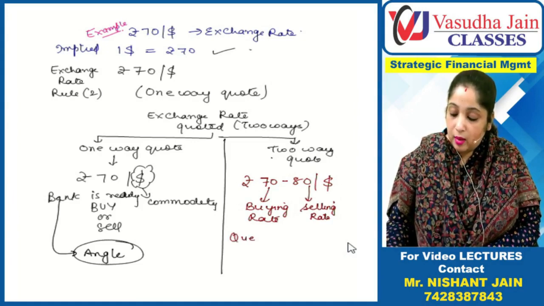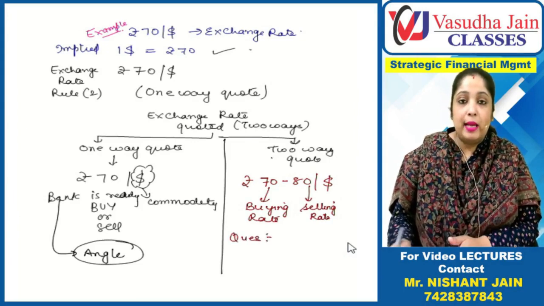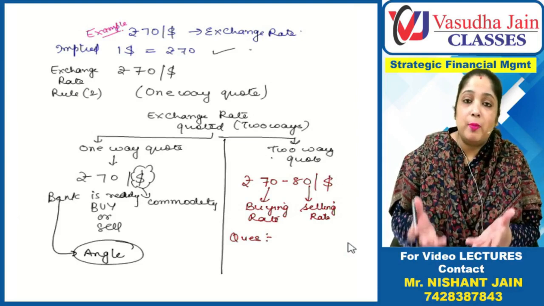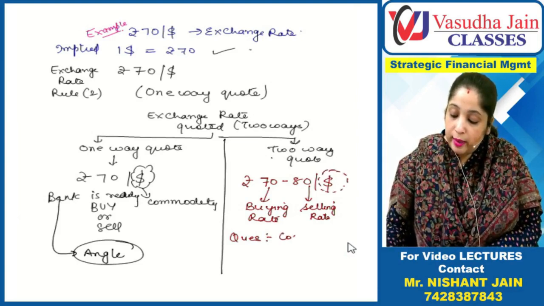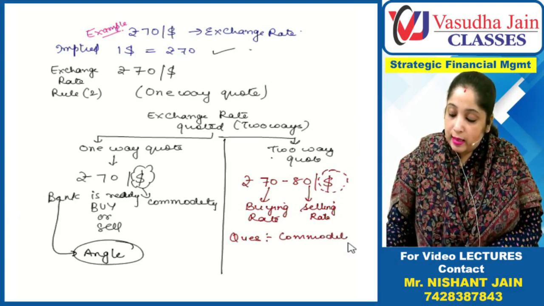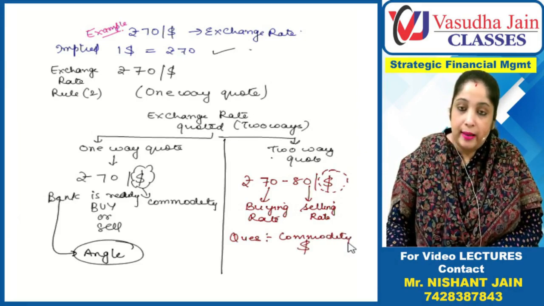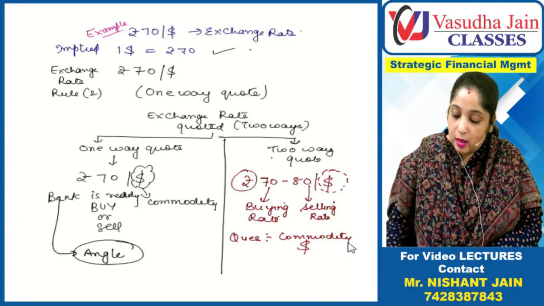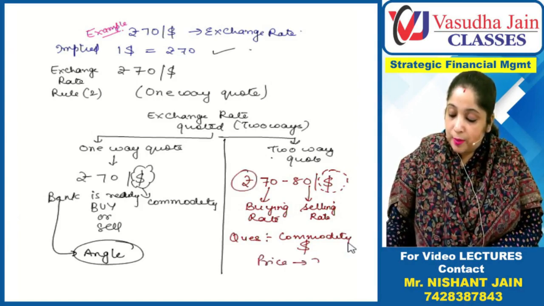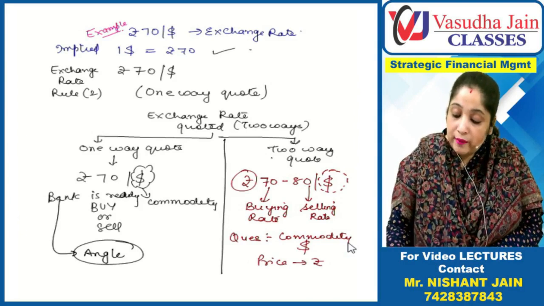Question number 1. Who is buying and selling and what is being bought and sold? The commodity is being bought and sold. So it is the commodity buying and selling rate. That is, the dollar buying rate and selling rate is given. This is the price. What is the price in this case? Rupees.